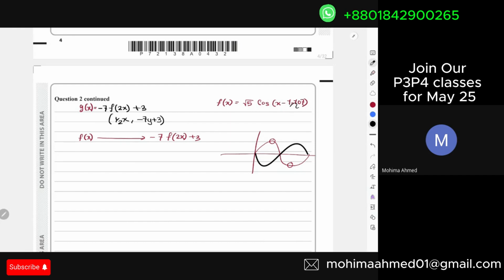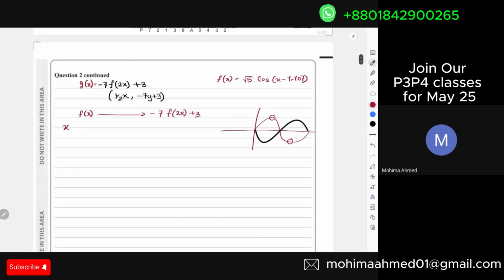You have to understand that whatever your x values were, they are added with that 1.107 according to the translation, right? X minus 1.107 means that for all the x values for this equation, 1.107 has to be added. And this root 5, what does it indicate? It indicates the y values, right? That becomes the turning point values.